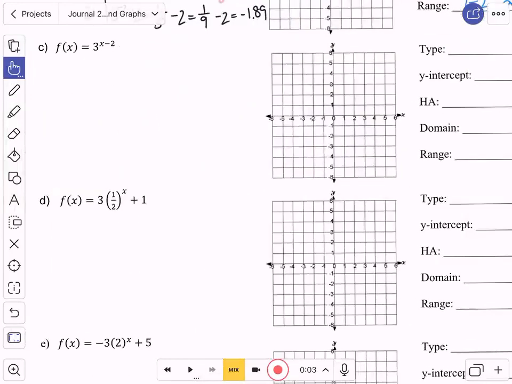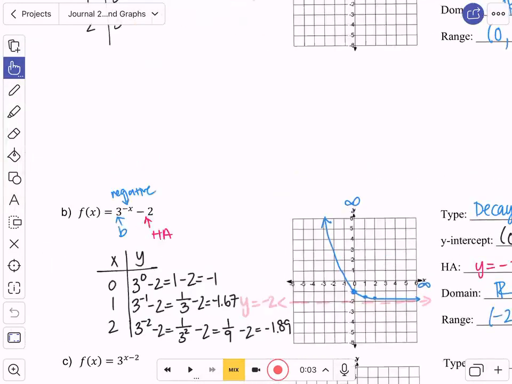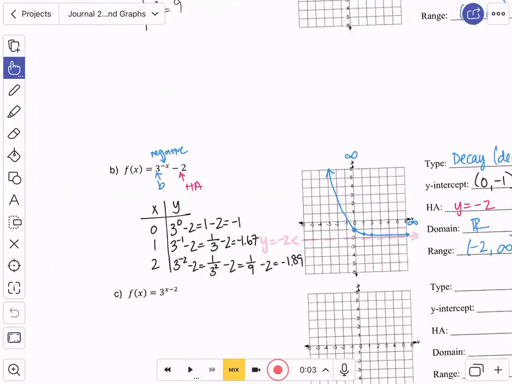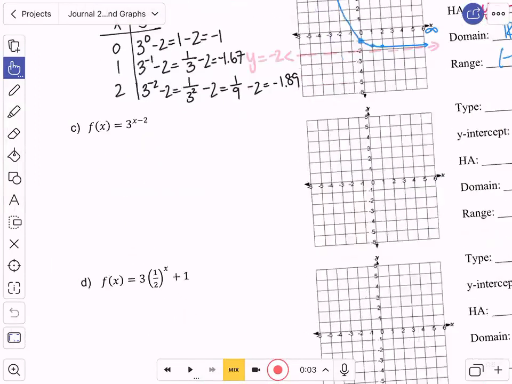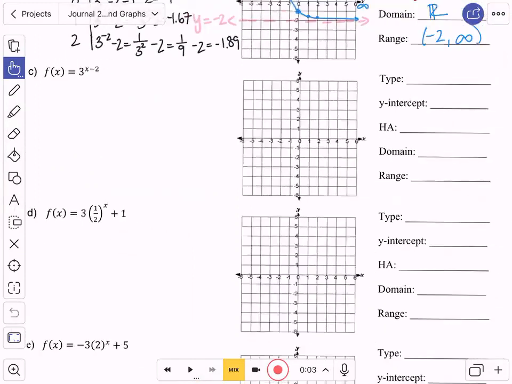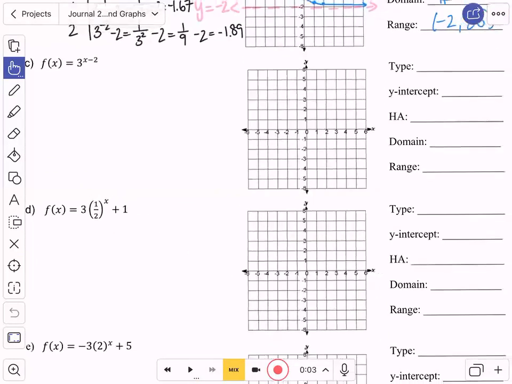So this one here, I can see that there's a minus 2 here. So if you look at the definitions, whenever you have a minus 2 in the exponent, you're going to have a horizontal shift, and it's probably going to go right 2 units since it's a minus 2. But it's going to be hard to shift, so it might be just easier to make a t-chart graph.